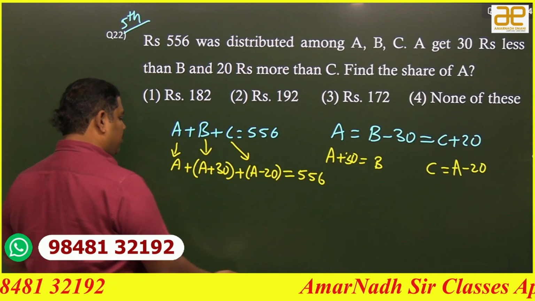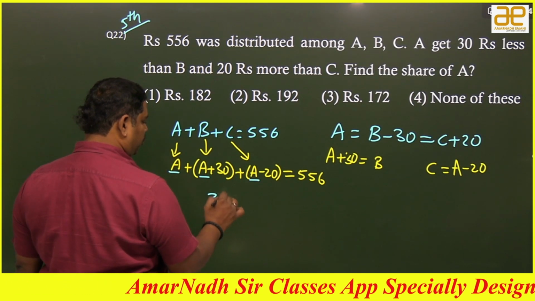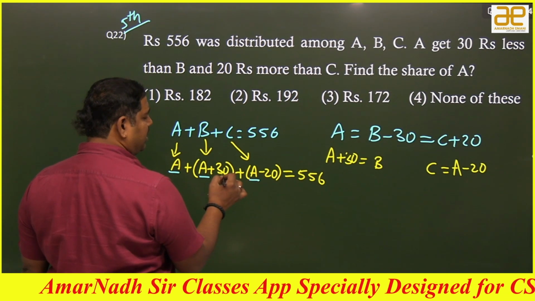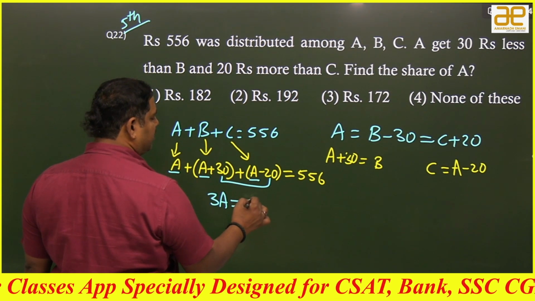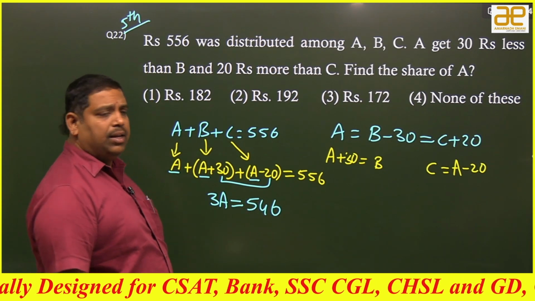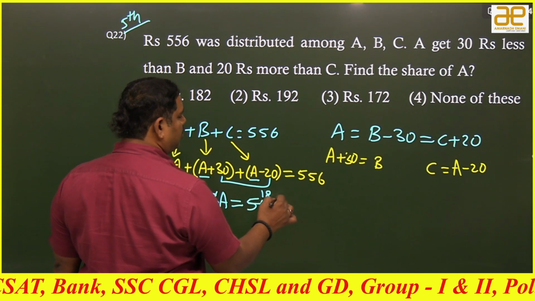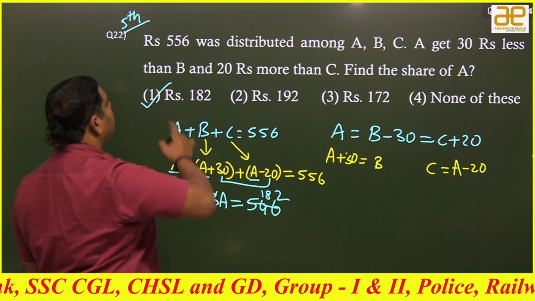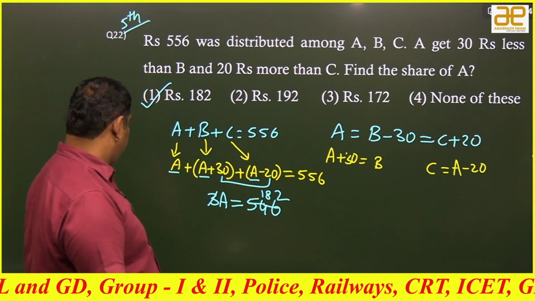Now what we have to observe? A plus A plus A means 3A. 30 minus 20 means plus 10. Move that side, minus 10. It will be 556 minus 10, which is 546. Then the value of A: cancel with 3. 3 18s, 3 2s. So what is the answer? 182. So the answer is the first option. How funny it is. Let's see the next beautiful one.